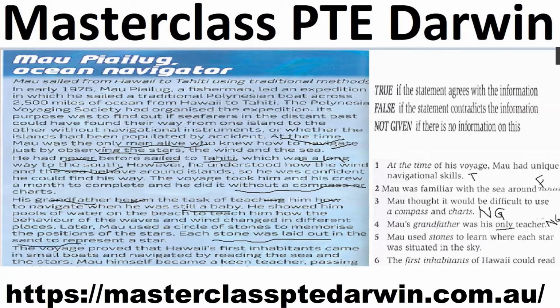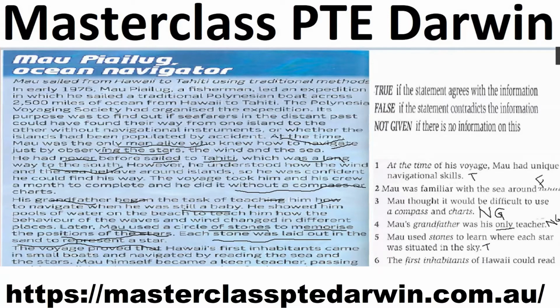Number 5. Mao used stones to learn where the stars were situated in the sky. So that one is true. Yes, stones to learn each star's location. Why? Because you see, each stone was laid out in a stand to represent a star. So Mao used a circle of stones to memorize the positions of the stars. So here we find these answers. Yes, position of stars. So this is true.